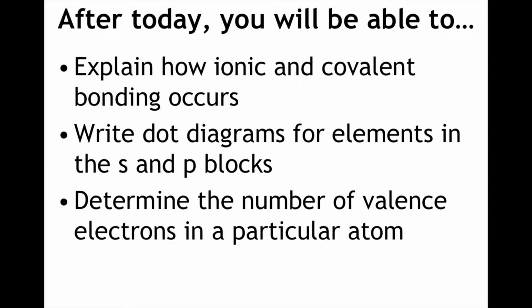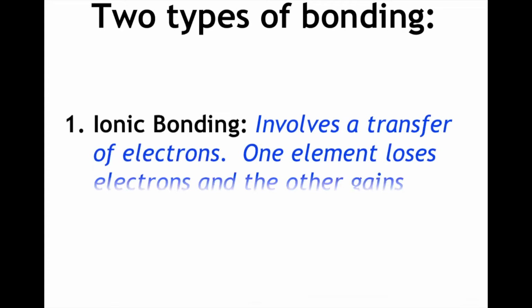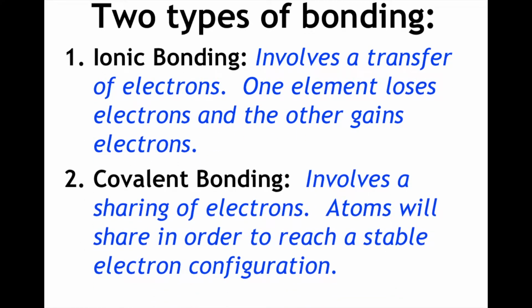bond together. Okay, so by the end of this lesson, though, we're going to be able to explain how ionic and covalent bonding occurs. We're going to be able to draw diagrams for elements, but only in the S and P blocks. And we're going to determine the valence electrons. So we already know how to do that last bullet point, but we'll go ahead and just discuss it briefly.